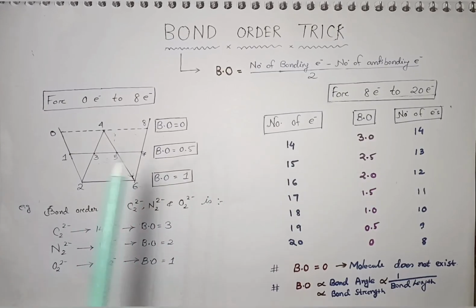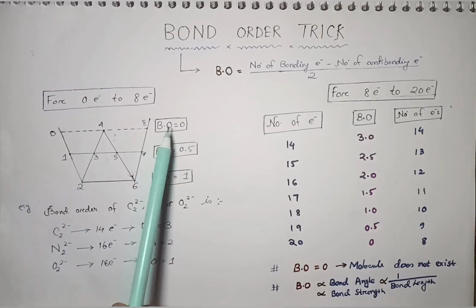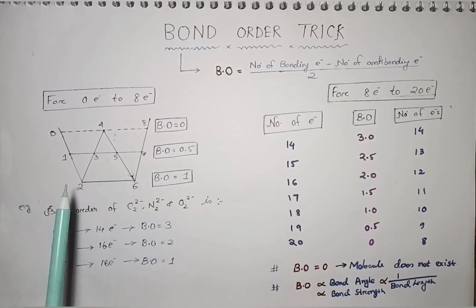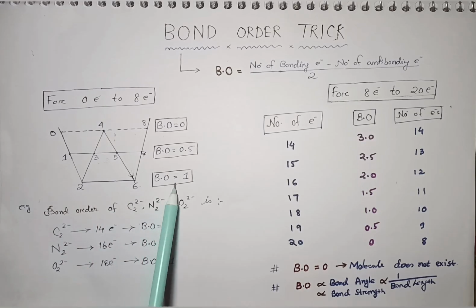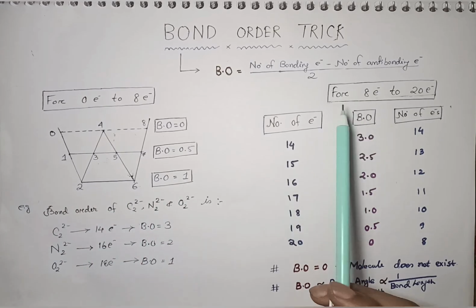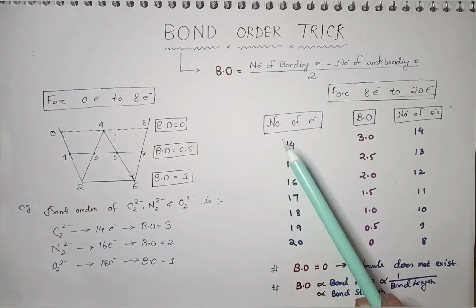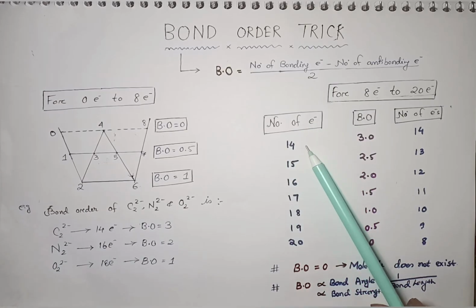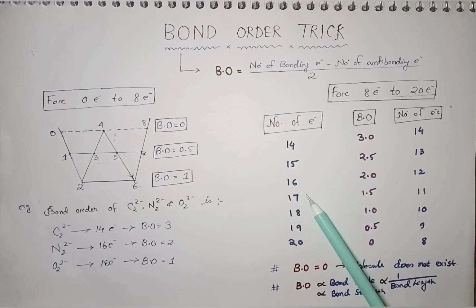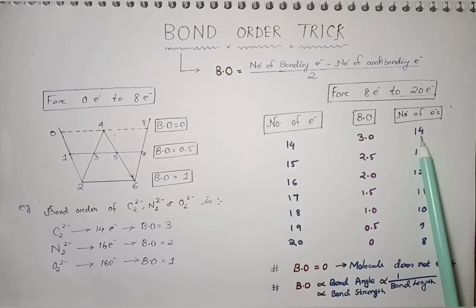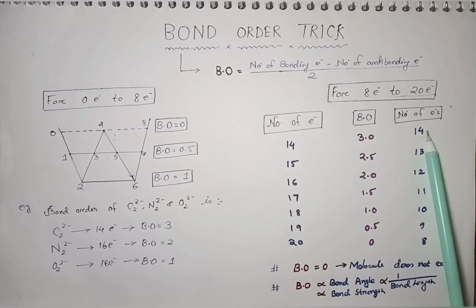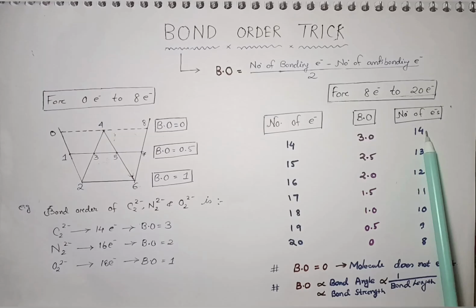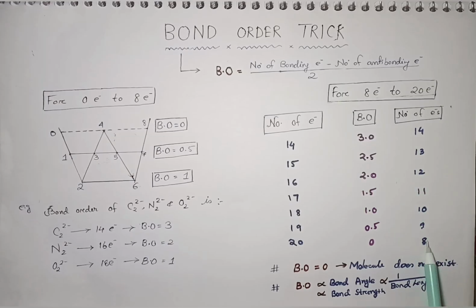So you should remember that for 0, 4 and 8 electrons the bond order is 0. For 1, 3, 5, 7 electrons the bond order is 0.5, and for 2 and 6 electrons the bond order is 1. And similarly for 8 electrons to 20 electrons, first of all you should write the number of electrons in the following way. That is, first of all you should write 14, then 15, 16, 17, 18, 19, 20, and in another portion you should reverse the order and write the numbers up to 8. This is basically the number of electrons. That is 14, 13, 12, 11, 10, 9, 8.